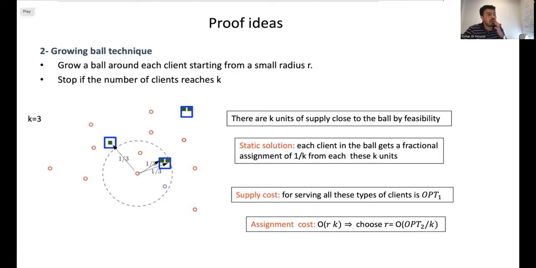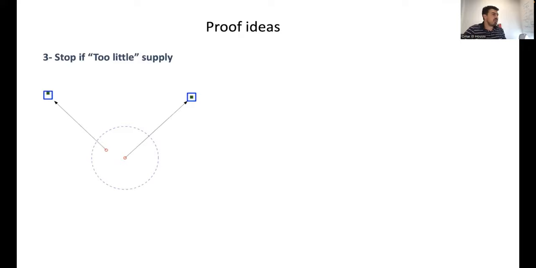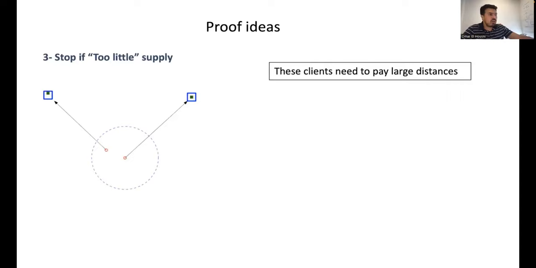And we stop in 2 cases, and that will give you some intuition about the rest of the proof. When we grow the ball, each time we check the supply that is available in the neighborhood of the ball. And if there is too little supply, so this is an extreme case.